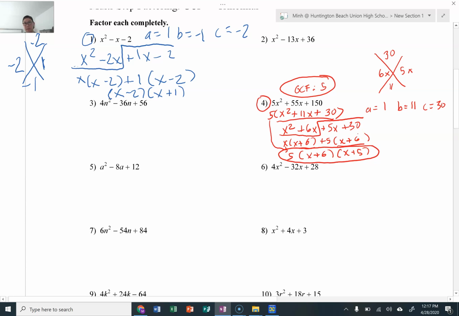Now, sometimes on the answer key, they might have it out of order with the parentheses. That's okay. So if you get 5, then x plus 5, x plus 6, totally fine. Okay, it's gonna work.